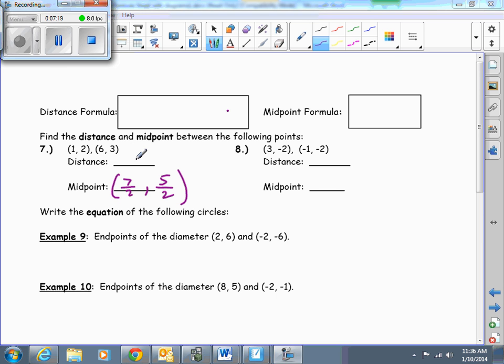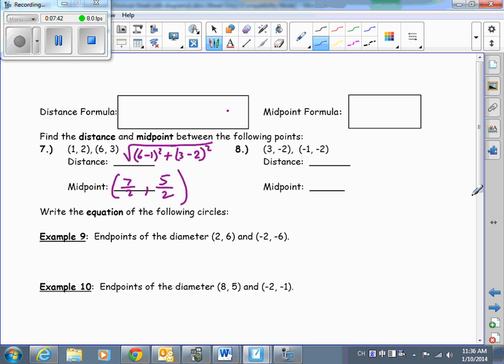For the distance formula, this one would be the square root of 6 minus 1 squared plus 3 minus 2 squared. And what did you get? 6 minus 1 is 5. 5 squared is 25. 3 minus 2 squared is 1. 25 plus 1, 26. Square root of 26, right? Can you simplify it? No. Square root of 26 is the distance. Do you want it like that, or do you want it by number? It's about 5.1. This is better.